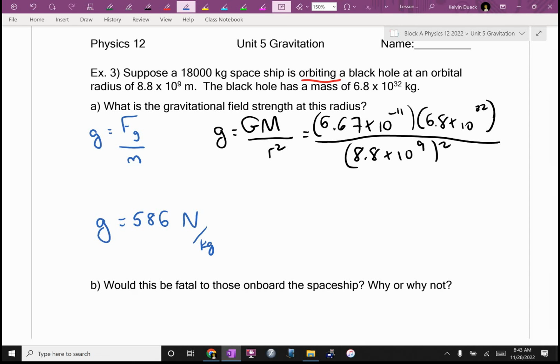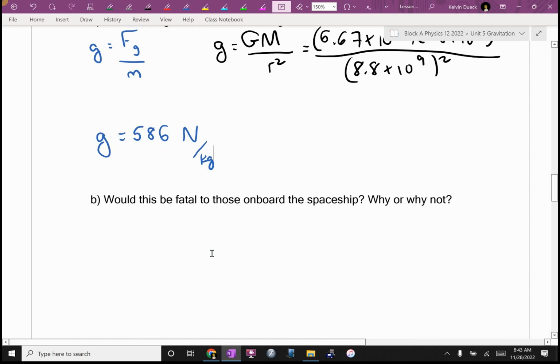Does that alarm us? Well, it's a black hole. I think we're expecting it near a black hole to be big. Would this be fatal to those on board the spaceship? What word did I underline? When you're in orbit, you are in two words that start with the letter F. Free fall. When you're in free fall, do you feel the effect of gravity upon you?